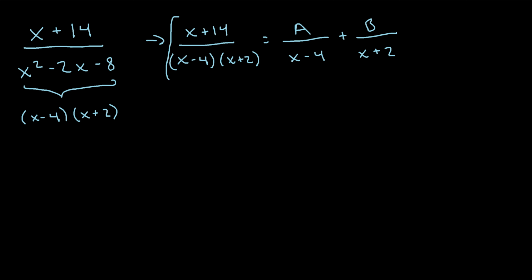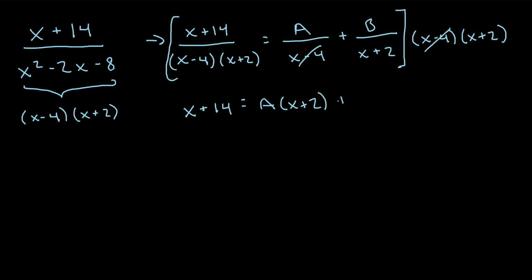We'll use the same trick as the previous example, where we multiply this entire expression by the common denominator of x minus 4 and x plus 2. And when we do that, on the left-hand side, the denominator cancels out, and we'll be left with x plus 14 is equal to, now when we multiply a over x minus 4 by this common denominator, the x minus 4's will cancel out. We'll be left with a times x plus 2. And then when we multiply b over x plus 2 by this common denominator, the x plus 2's will cancel out this time, and we'll be left with b times x minus 4. So we need to solve for a and b.